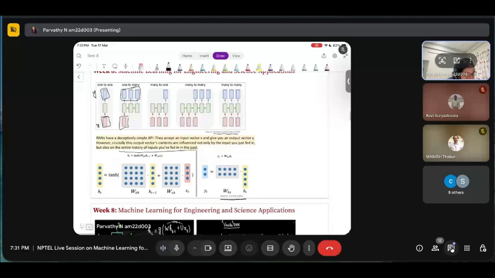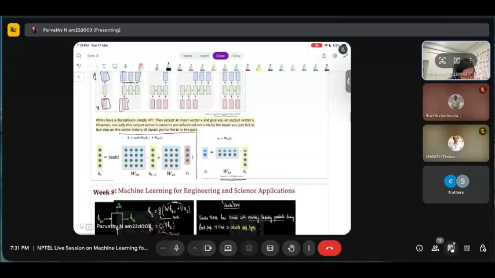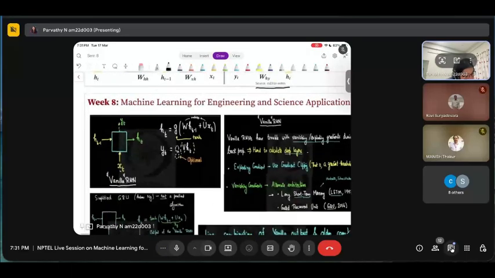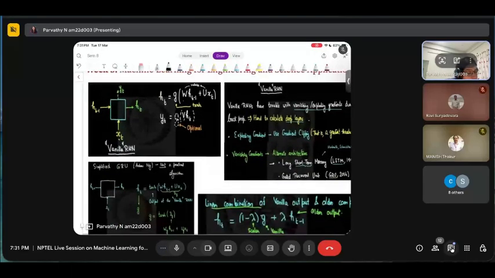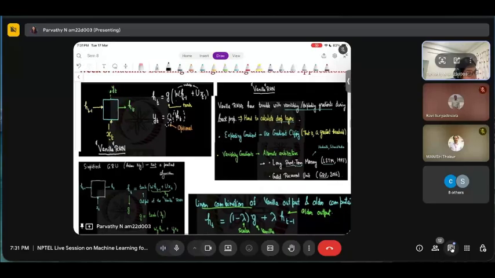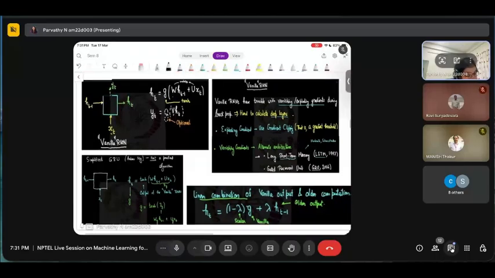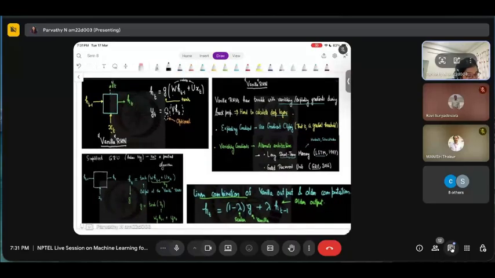So for RNN, this is the structure for a vanilla RNN. It is called vanilla RNN because it is the basic structure without adding any flavors. So you give the input xt and you get the output yt.